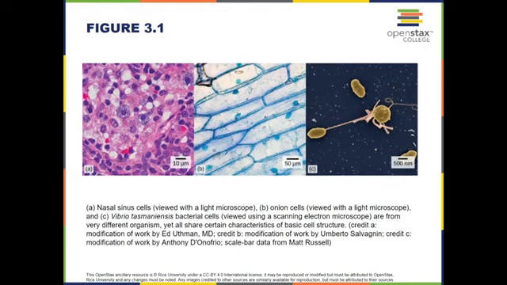So here are just a couple of different types of cells. For example, you have on the left nasal sinus cells. Then you have onion cells right in the middle. And then on the far right is Vibrio tasmaniensis, which are bacterial cells. And you can see that we have the most detail with the far right. That's because it's being viewed using a scanning electron microscope. So not only are these different organisms, but they're being viewed with slightly different microscopes. The two on the left were using light microscopes, compound light microscopes, and they cannot get as much detail as the image on the right using an electron microscope.